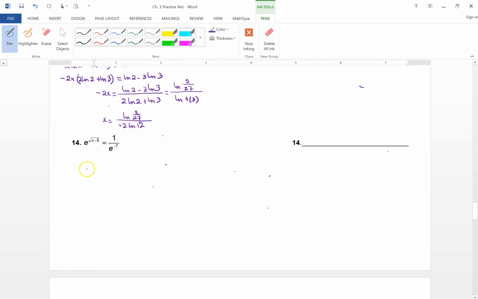All right, so here, this is e to the root x minus 5. And you notice this is e to the 7, if you take the reciprocal. Now that means root x minus 5 equals 7 because the bases are the same. When you square both sides, x minus 5 equals 49. x equals 49 plus 5, which is 54. Okay, so that's another fun one.